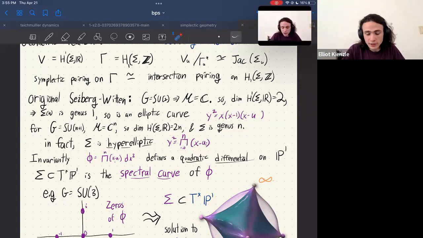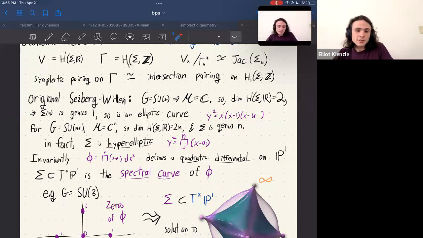And usually, not always, but in a lot of nice cases, the surface is actually going to be hyperelliptic, which is like an elliptic curve, except there's more x's. It's realized by this formula, y squared equals some polynomial of x. So let's take a little bit of time to describe this in a more invariant and geometric way.